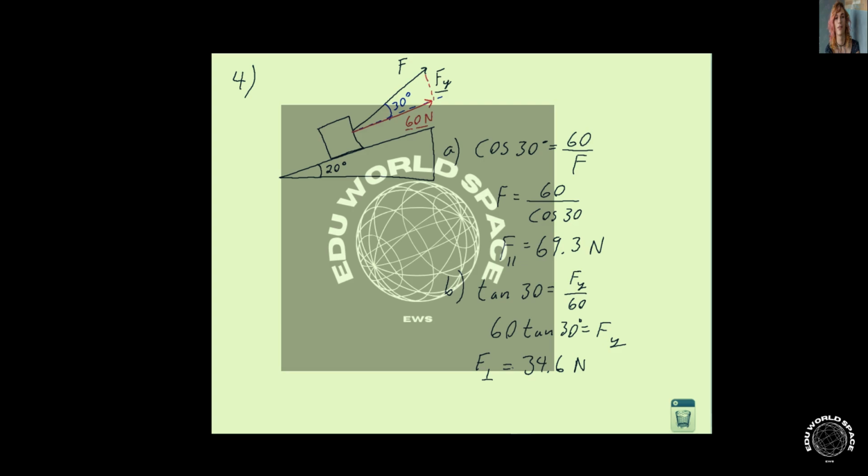All right, so let's see, makes sense. Our hypotenuse is the longest side of our triangle, 69.3 newtons, and the shortest leg should be 34.6, which is less than our longer leg, 60 newtons. There it is.